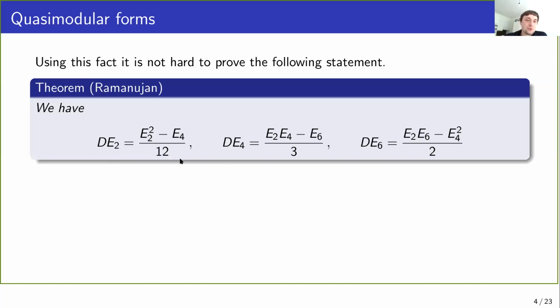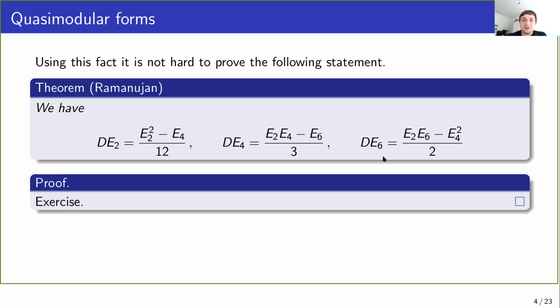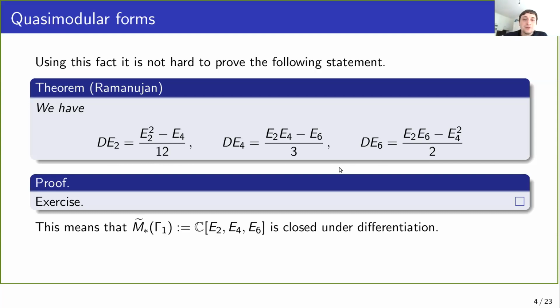And similarly for E6, so it's just an application of the Serre derivative. But for E2, it's a separate calculation. If you look at dE2 minus E2 squared over 12, then it satisfies modular transformation properties in weight 4. So again, this gives you this formula. Altogether, it tells you that whenever you have a polynomial in E2, E4, and E6, you can differentiate it. You can do this as an exercise, but I more or less explained how to do it. And you can again get a polynomial in E2, E4, and E6.